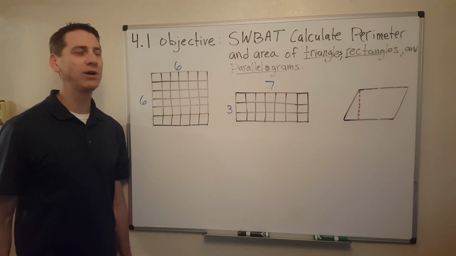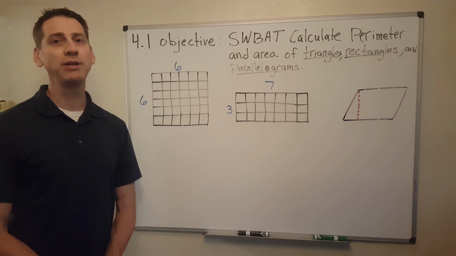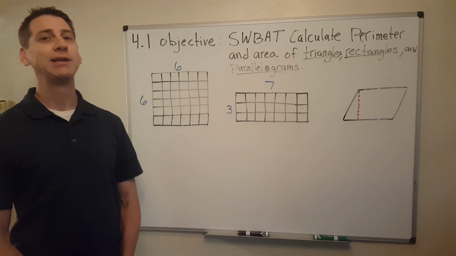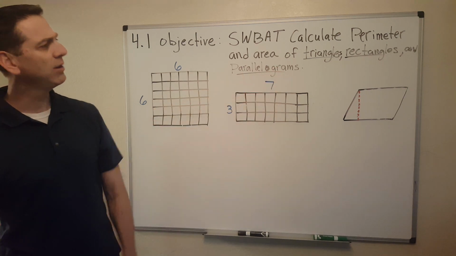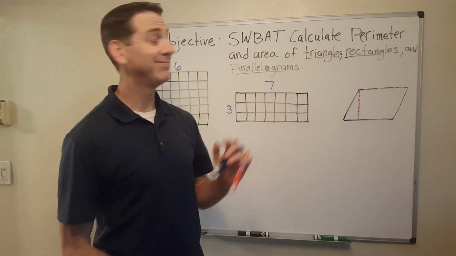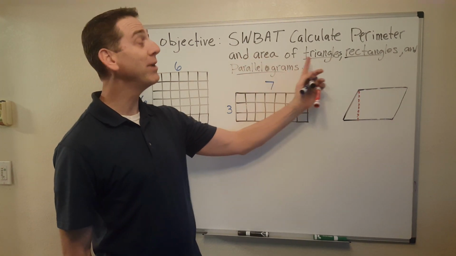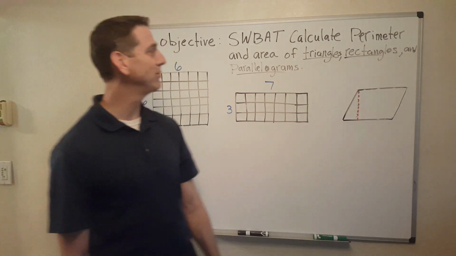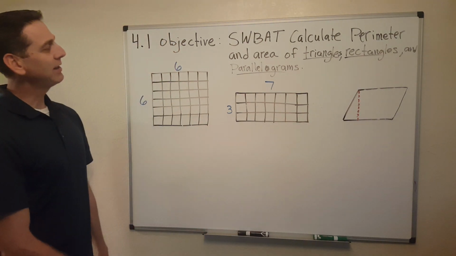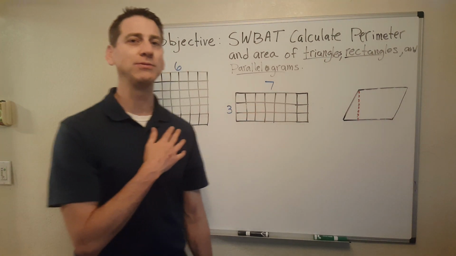So tonight we are going to be continuing in Unit 4, Geometry. On our last video we learned how to find the perimeter. You know what? We never did find the perimeter of a triangle or rectangle, but we'll cover that in this video. Today we're mostly going to be covering the area of triangles, rectangles, and parallelograms. So let's go ahead and start with the rectangles, and then we'll get to triangles.